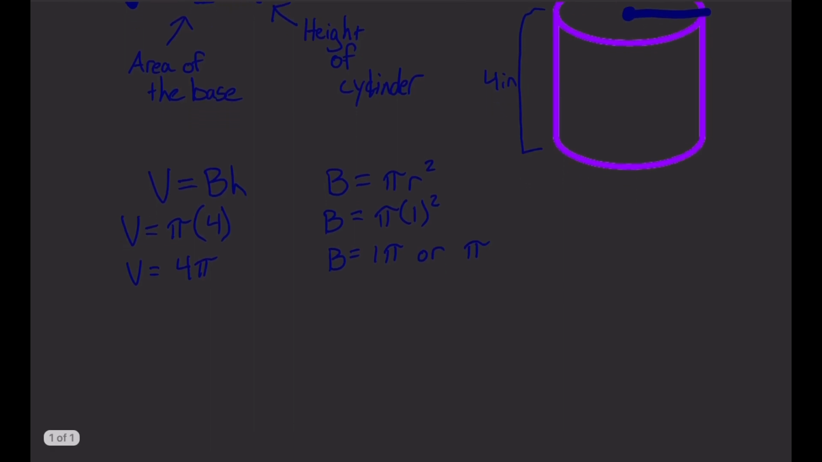So 4 times pi, if you plug it into your calculator, is going to come out to be approximately, and I'm going to use the wavy lines here for approximately, 12.57 inches cubed. Make sure you write that as inches cubed and not as inches squared, because we're not doing area, we're doing volume right now.